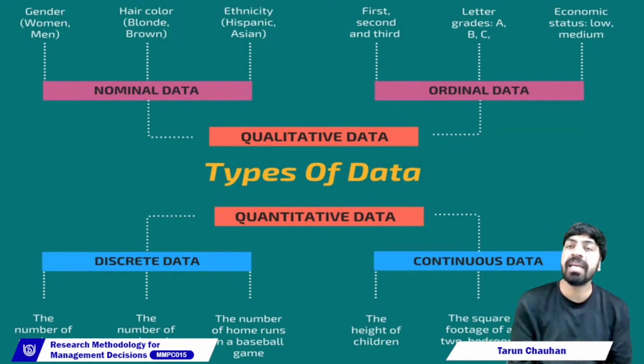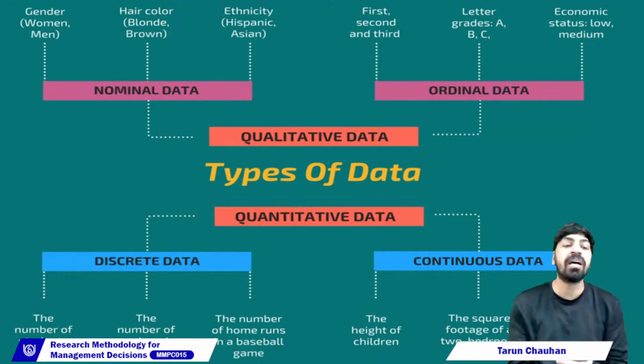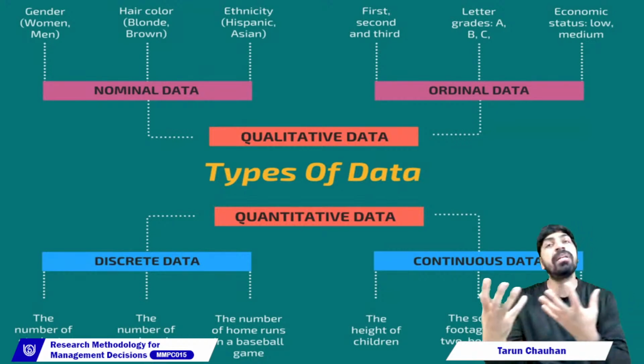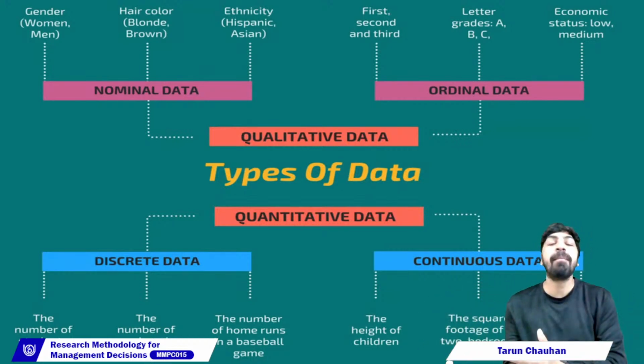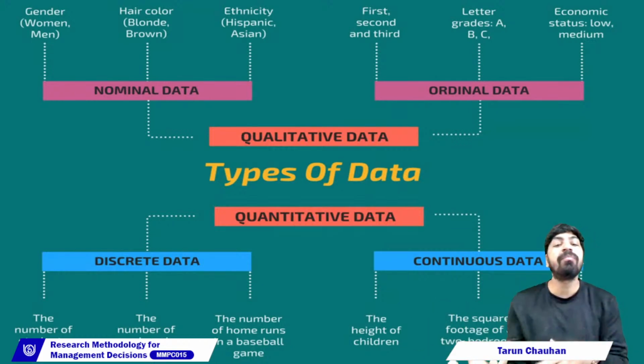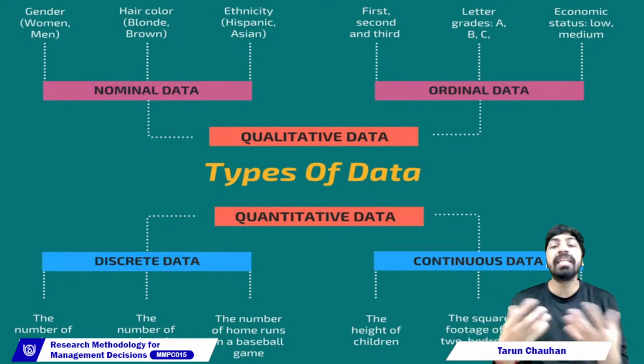When we talk about examples of discrete data, we talk about the number of students in a classroom, the number of workers in a company, the total number of employers and employees in an organization, the number of home runs in a baseball or cricket game.